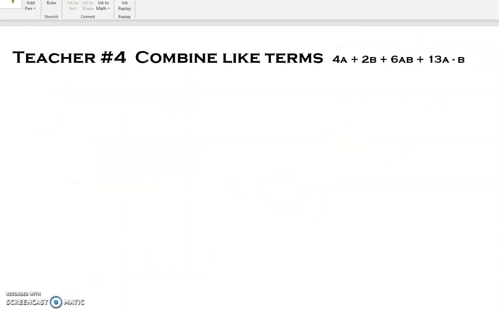Right, this last example, I'm going to show you what it looks like when we smush two variables together. So to start my sorting, I already see I have an A term, I have a B term, and then I have this term that has two letters next to each other. Okay, so I'm not going to be able to put that under just A or just B. I need to put that under its own category of AB. Okay, so now I'm going to work through this sorting part.